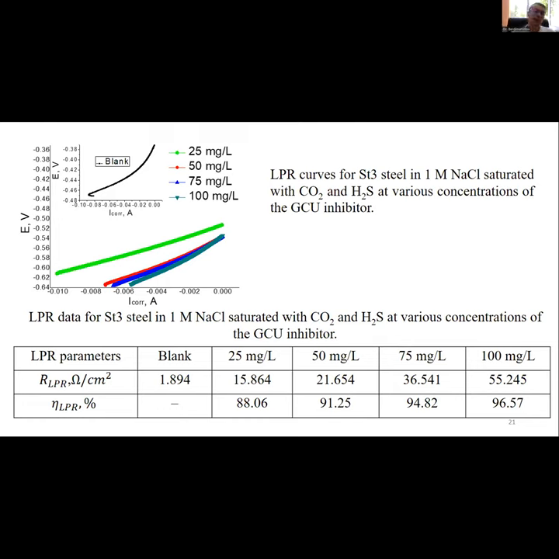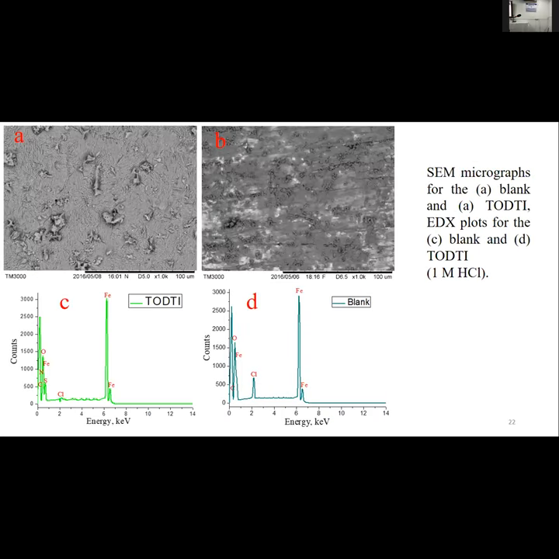The next one is linear polarization resistance curves. In these curves you can also identify how the resistance changes after inhibition or after corrosion. The next one is surface analysis techniques. In this technique, you can see there is no corrosion, because the corrosion inhibitors form a protective film on the metal surface, and this film is more stable.